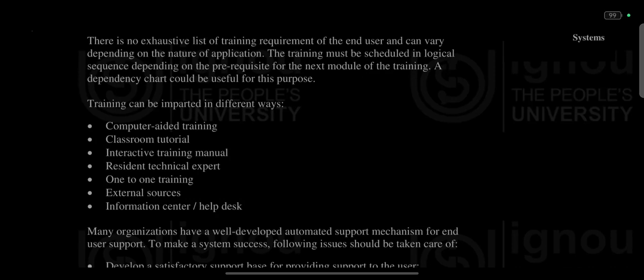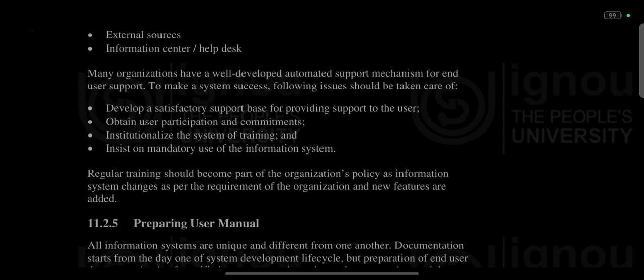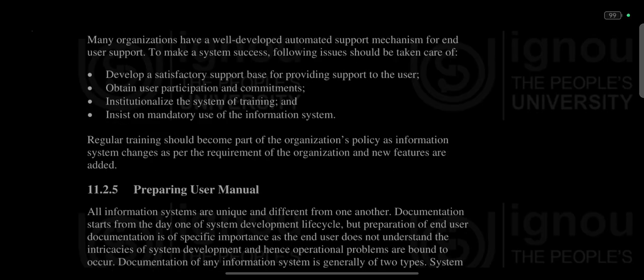To make a system success, following issues should be taken care of. Develop a satisfactory support base for providing support to the user. Obtain user participation and commitments. Institutionalize the system of training and insist on mandatory use of the information system. Regular training should become part of the organization's policy as information system changes as per the requirement of the organization and new features are added.